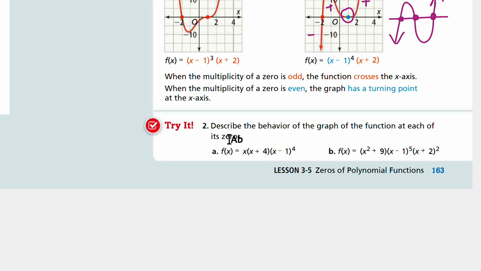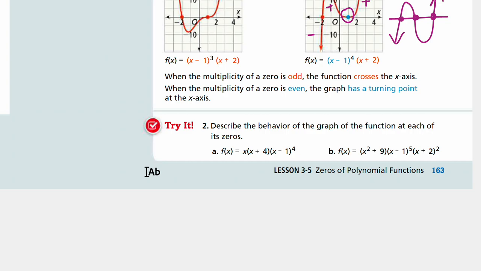Okay, are you ready? Let's look at 2a. We have a function that has 1, 2, 3, 4, 5, 6 factors. But this factor x minus 1 is a duplicate with a fourth power, right? So then it'll appear like we have 3 zeros, 3 real roots. Looking at the multiplicity, the multiplicity of a zero for this function is odd. So we know the function crosses the x-axis at x equals 0 and -4 and +1, right?